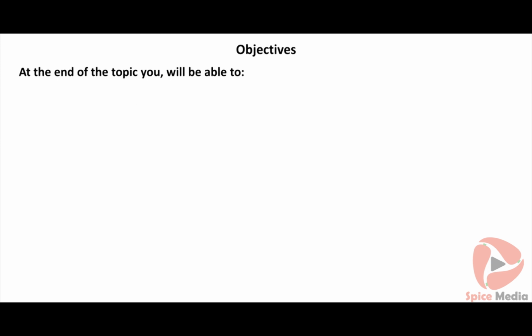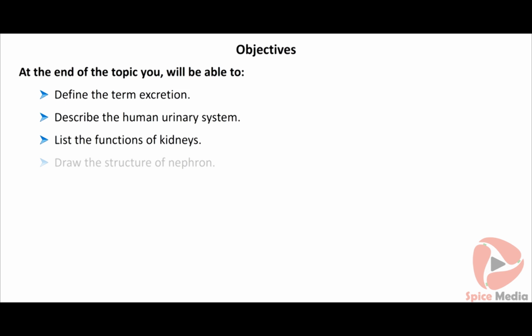At the end of the topic, you will be able to define the term excretion, describe the human urinary system, list the functions of kidneys, draw the structure of nephron. Excretion, definition and significance.